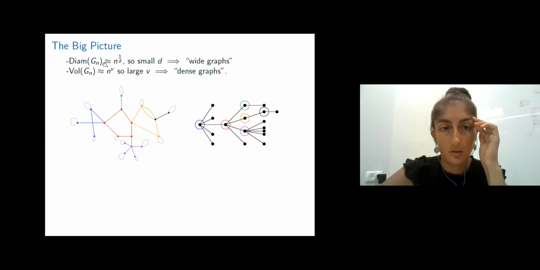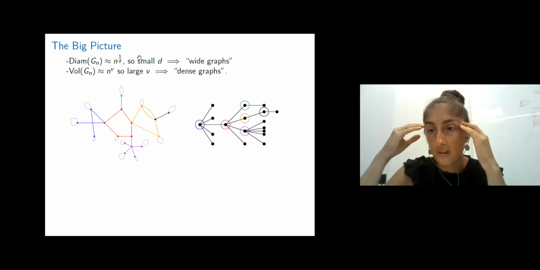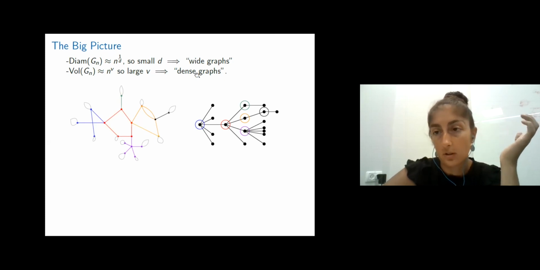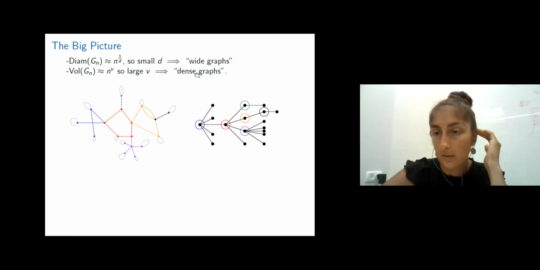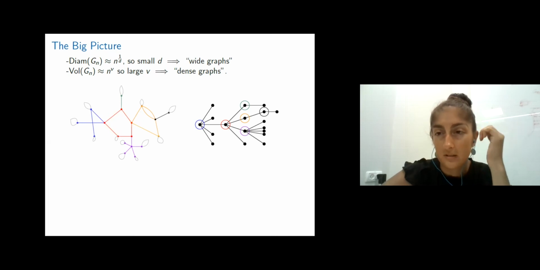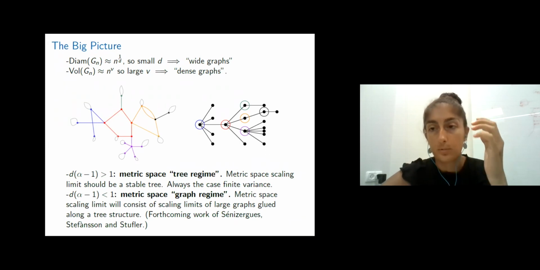So I said the diameter of the graph is n to the 1 over d. So if d is small, this means somehow that these graphs are more spread out, so maybe you're changing the geometry of the tree more. And again, with the volume, clearly if V is big, then the graphs are quite dense, so again maybe you're having a bigger impact on the geometry of the tree. And if you just think about the metric space structure for a minute and ignore the volumes, it turns out there are actually two main regimes for what can happen.